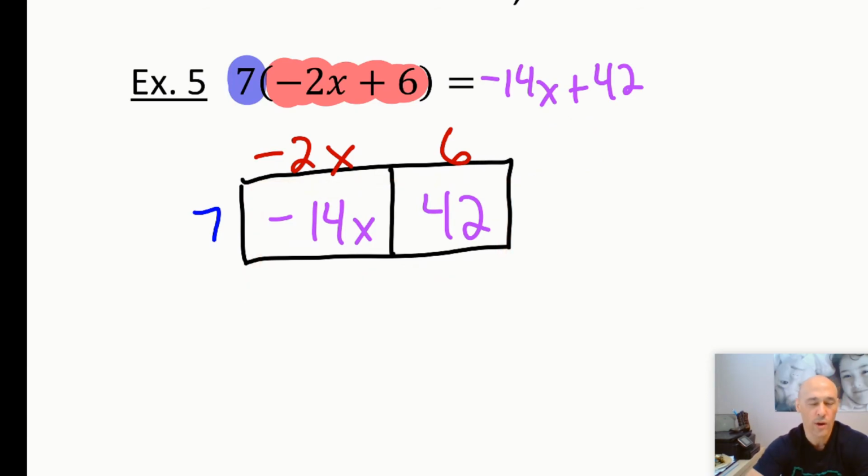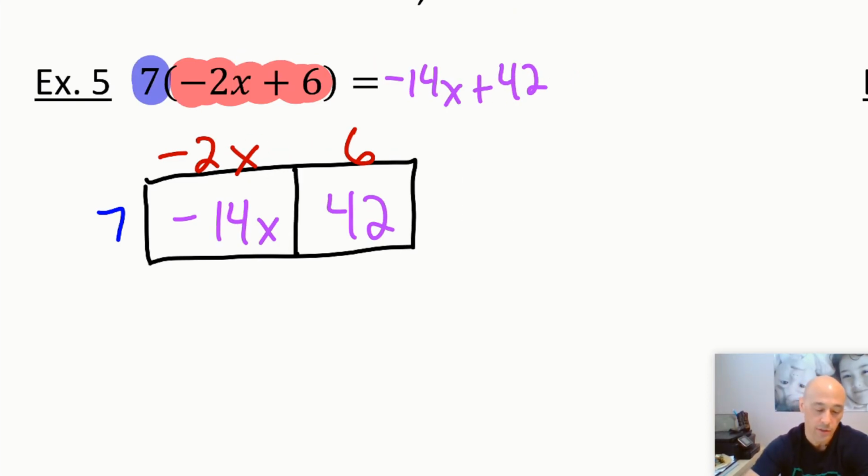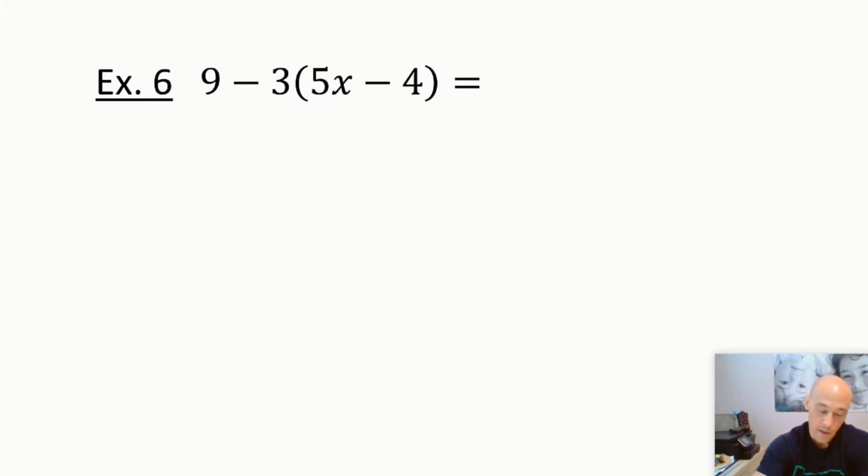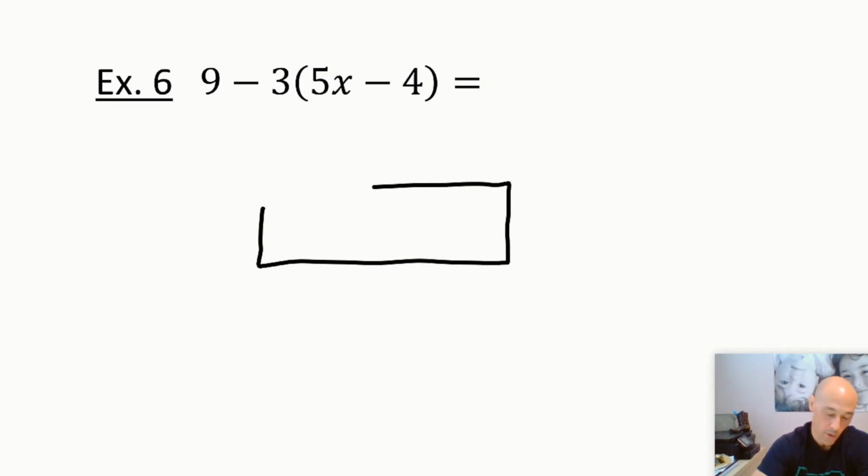Now you may be wondering, why would I do this? I understand how to do distribution just fine. All right, great. We're going to be using this area model later, and so I want to introduce it right now. So here on the distribution in the rectangle, we do not include the 9 because it's not part of the area model here, only what is being multiplied.